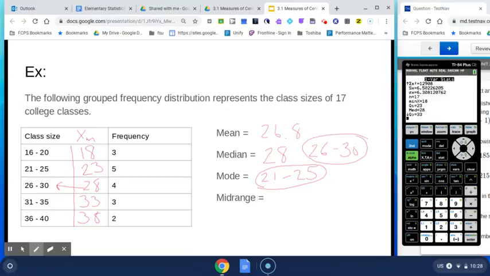Okay, and then the modal class, 21 to 25, and then the mid-range, again, I'm going to add the lowest possible number plus the highest possible number and divide by 2. So I would get 56 here divided by 2, and that would be 28.